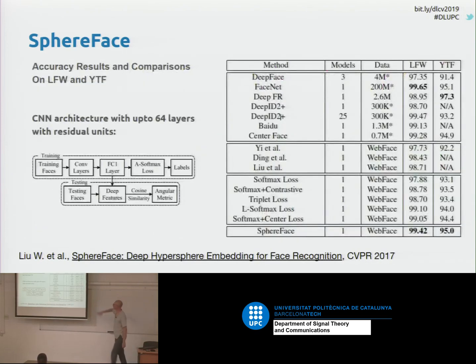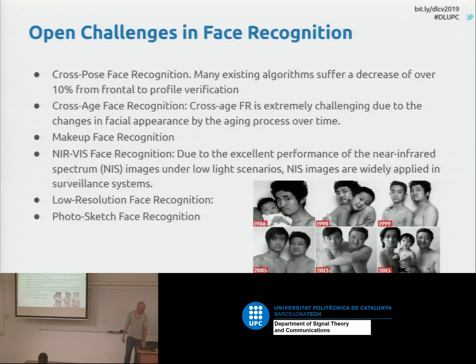And using that, they achieve very good results with much less training images. For instance, they are using WebFace, which has about 500,000 images, while the best results are from FaceNet, which is using 200 million images for training. So it's much less, and this is important because training with 200 million images takes a lot of computational effort.